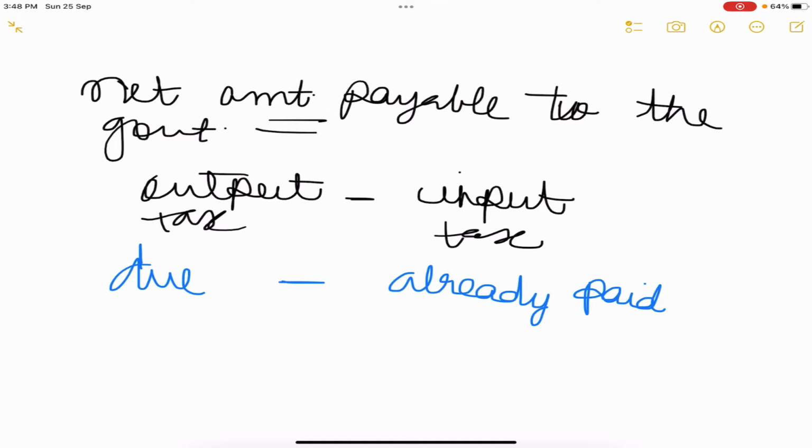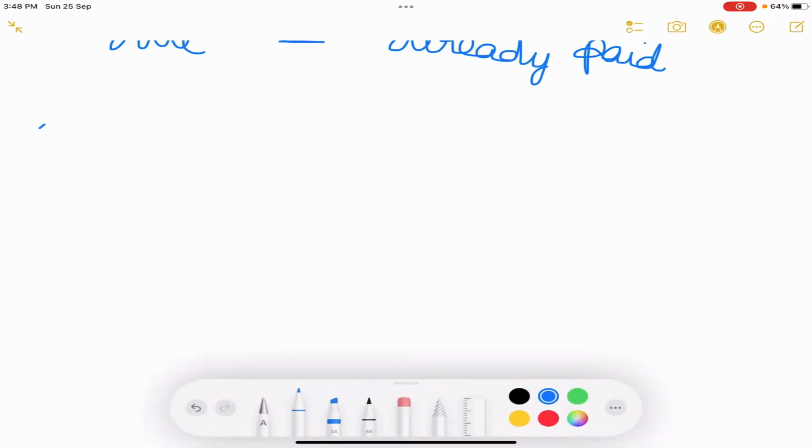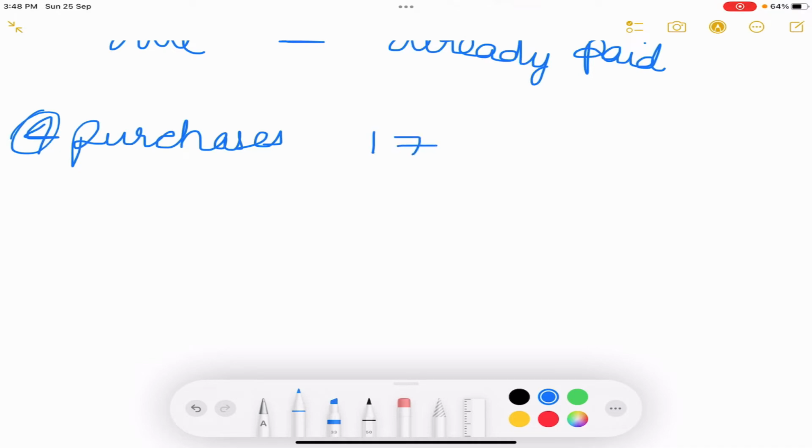Let's see the Lorenzo question. I know it's not clear, let me write it down for you guys over here. So Lorenzo, which is test your understanding 4. Lorenzo purchases goods. I want you to solve it by yourself along with me. Purchases goods for 174,240 including the sales tax. So the value is inclusive.